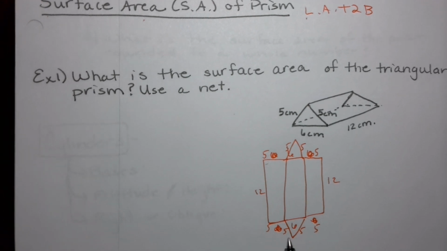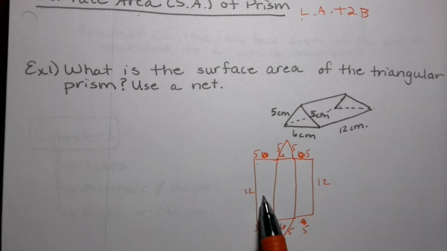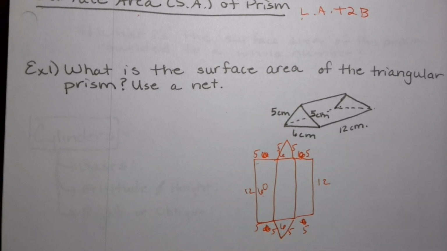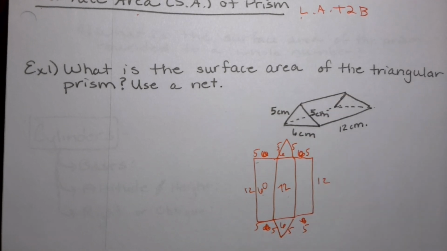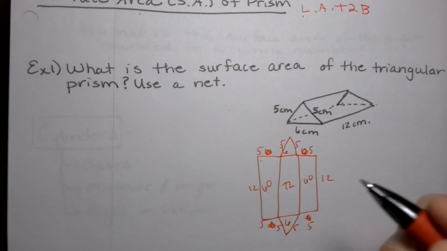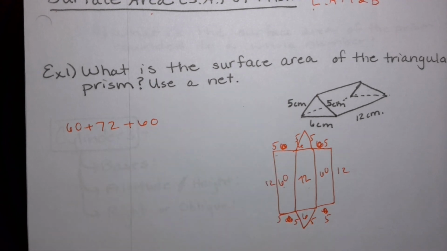So we need to get the area of these 3 rectangles. We're going to just basically add them all together. We know area of a rectangle is length times width. So the area of this rectangle is 12 times 5, 60. The area of this rectangle happens to be the 6. Remember up here, one of them was 6. 6 times 12, 72. And then we got the one over here, 12 times 5 again, which is 60. So far we have 60 plus 72 plus 60.